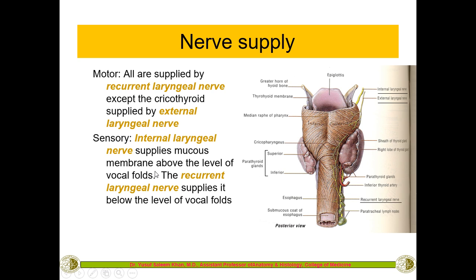What about the area above the vocal fold? It is supplied by the internal laryngeal nerve. So you should remember, the recurrent laryngeal nerve supplies all the muscles of the larynx except the cricothyroid, as well as it is sensory also below the vocal folds. Above the vocal fold, it is supplied by the internal laryngeal nerve. Okay, so this is what you are supposed to remember.